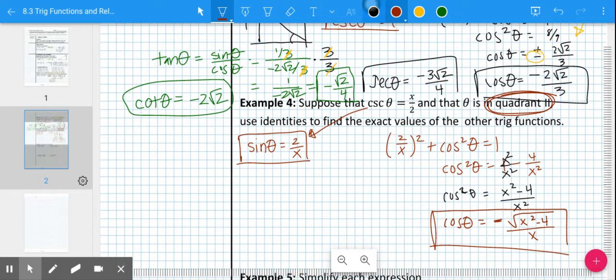For secant, you are just going to flip it. And when you flip it, you're going to make sure you also rationalize it. Again, you might want to pause this video to try it on your own. But the answer that you should get, I'm putting up on screen for you.